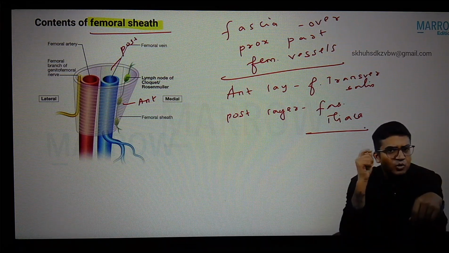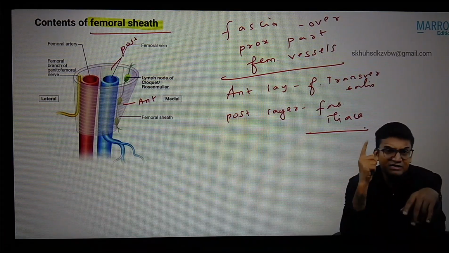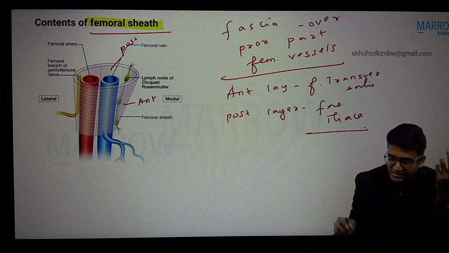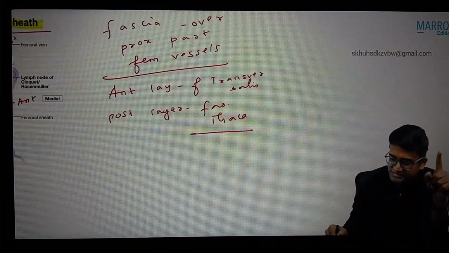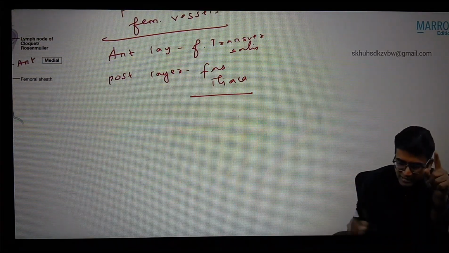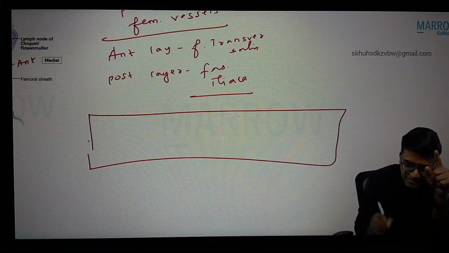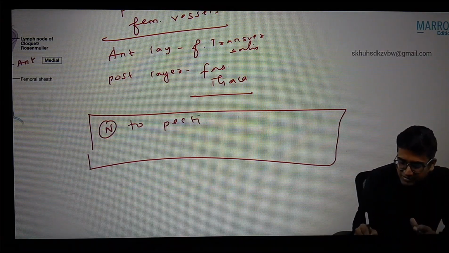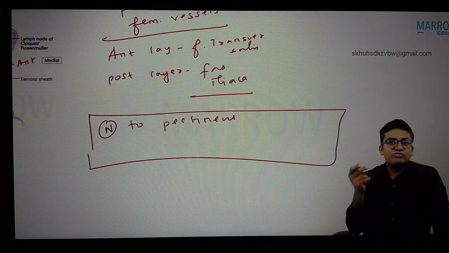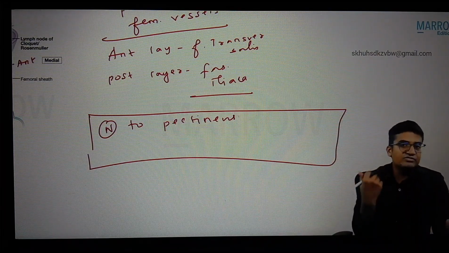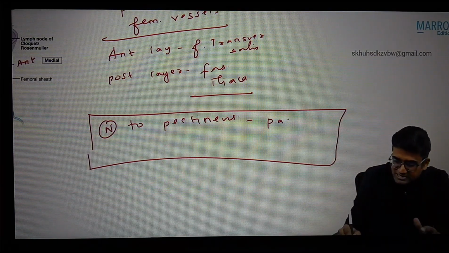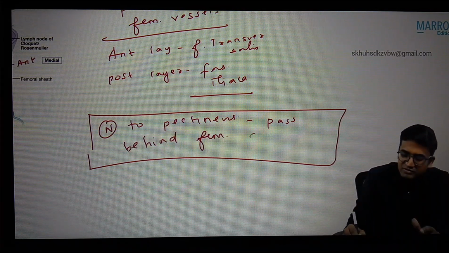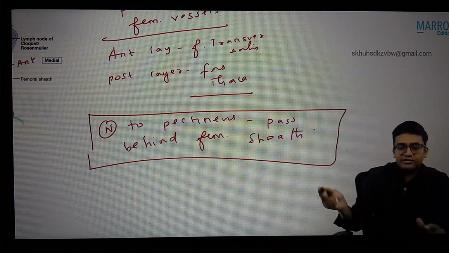Next, one important relation we're going to see. There is one structure which is passing behind the femoral sheath. What structure? That is our nerve to pectineus. So please put one box and then write. This is a very important relation, you may get it in the exam. Nerve to pectineus. It is a branch of the femoral nerve, trunk of the femoral nerve, which passes behind the femoral sheath. This relation is very important.